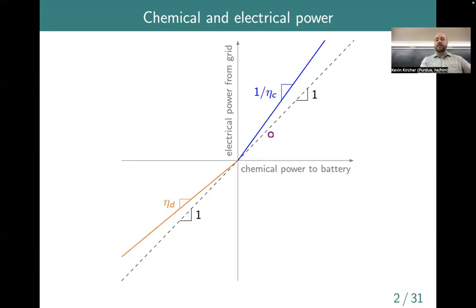The dashed line here would be a battery that had perfectly efficient charging and discharging. If both of these efficiencies, A to D and A to C, were equal to 1, this would just be a line. It would, in fact, be a linear function rather than a piecewise linear function like this. And then the slopes here: we have the discharging efficiency here, and then 1 over the charging efficiency here.